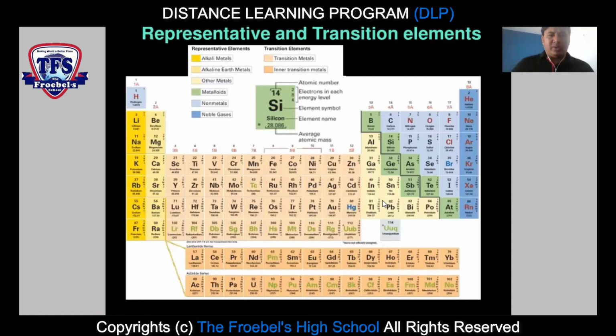Now about the transition metals. Transition metals are found in the middle portion, that's your D block, and at the end of the periodic table in the lanthanide series and actinide series. These all are transition, and transition metals are further divided into two categories. One is outer transition. Outer transition portion is this portion. And inner transition, including lanthanides and actinides.